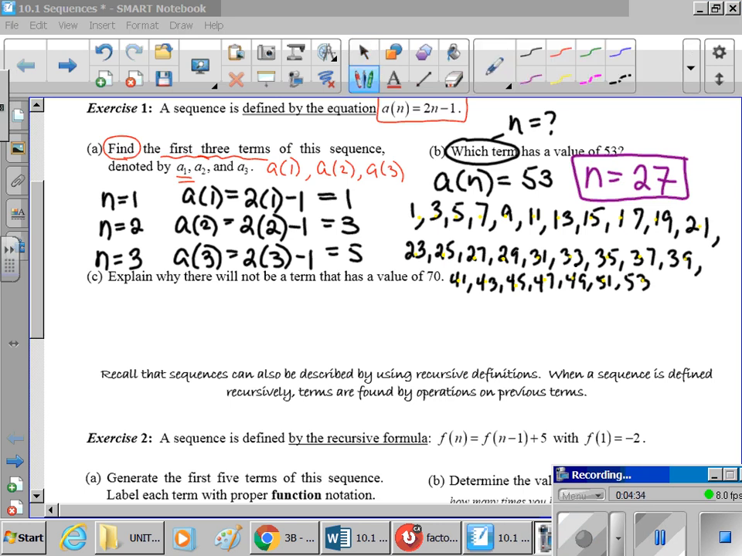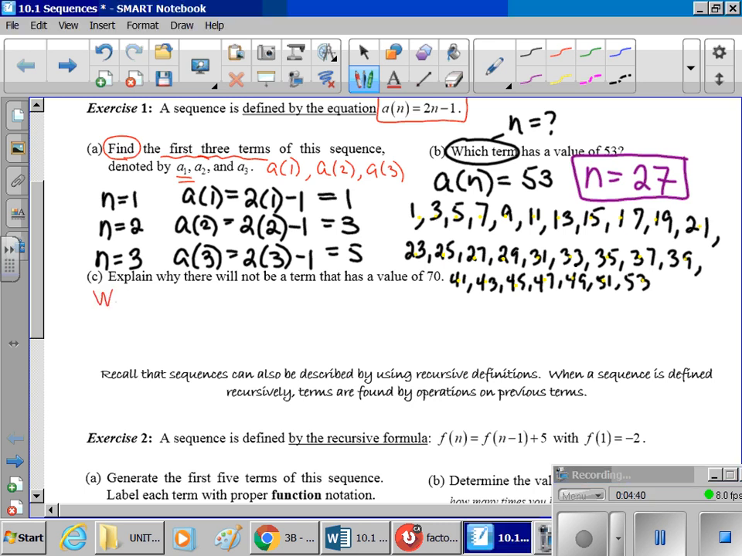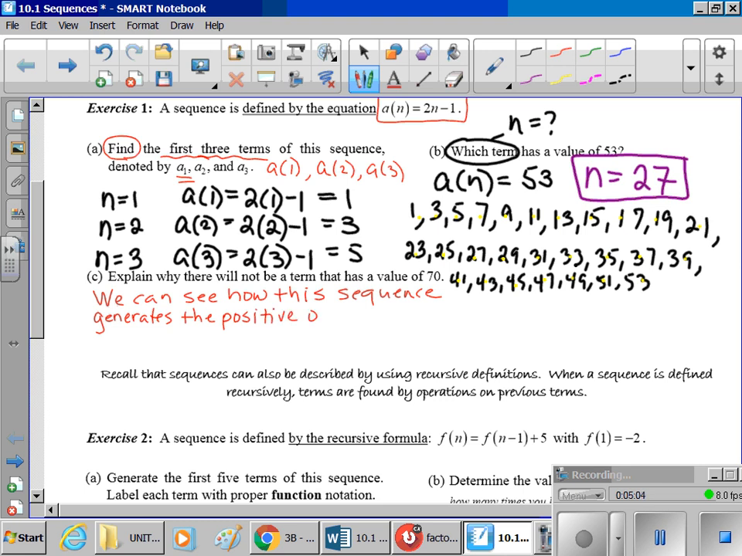Of course, it says to explain why. So let's do some explaining here. How about we can see how this sequence generates positive odd numbers.